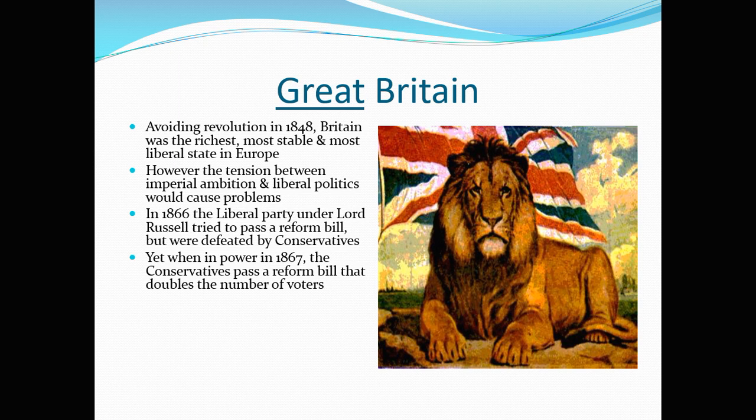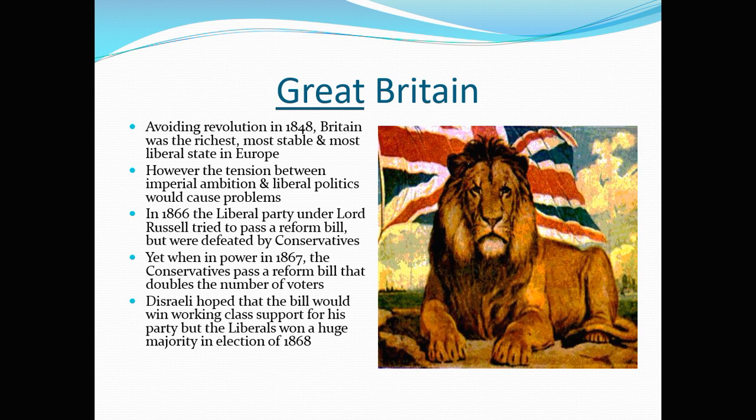So did Disraeli's plan work out? The following year there was an election, and what happened? Well, the Liberals crushed the Conservatives. Despite Disraeli's hopes that the working class would support the Conservative Party as a sign of gratitude, in fact this is not what happened. Exactly as the Conservatives had feared, the voters tended to be much more liberal, and the Liberal Party won a huge majority in the election of 1868. So the Reform Bill of 1867 had doubled the number of voters in Britain, from about 1 million men up to 2 million men. But in the short term, it was the Liberal Party, not the Conservative Party, that reaped the benefits from that change.